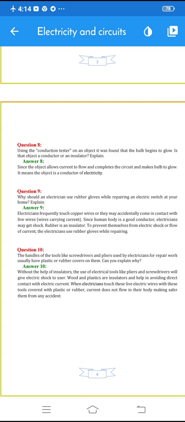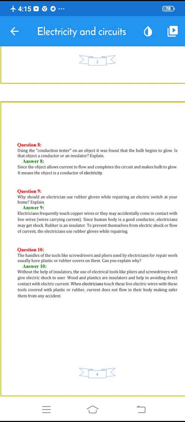Live wires are the wires which carry current continuously. So they may come in contact with those live wires. Since, as we know, the human body is a good conductor of electricity, the electricians may get a shock. Hence, to avoid that, rubber is an insulator. So to prevent themselves from an electric shock, or a flow of electric current, the electricians use rubber gloves while repairing.